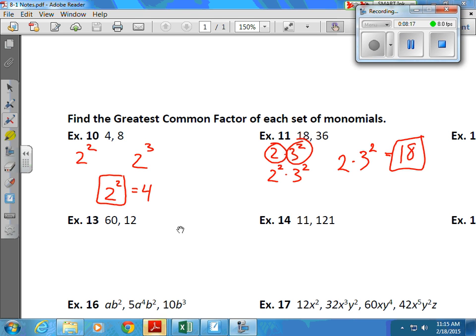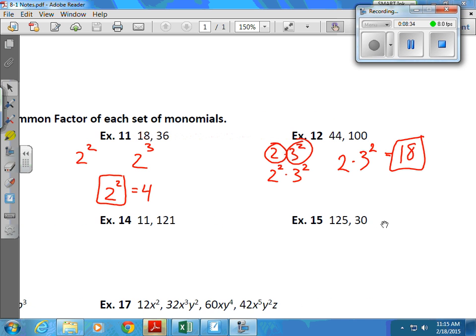18 goes into 18 and 36 evenly. You didn't have to do all of that to figure it out, but that's going to be a process we're going to use when it gets more complicated on these future problems.